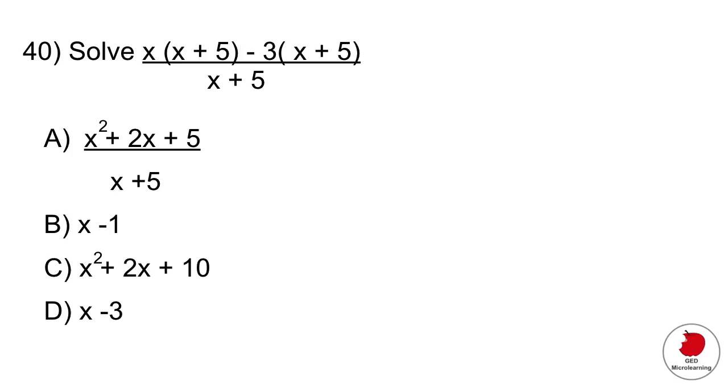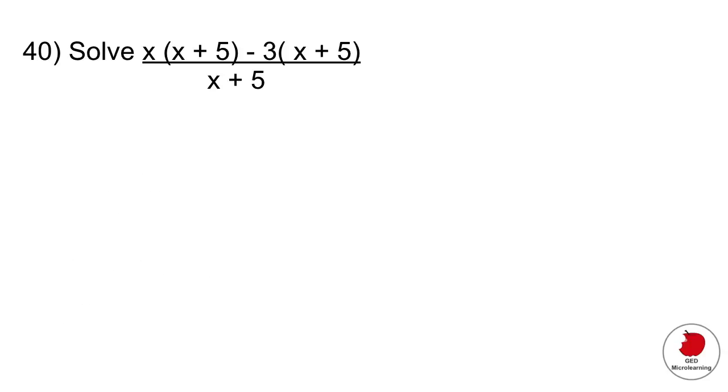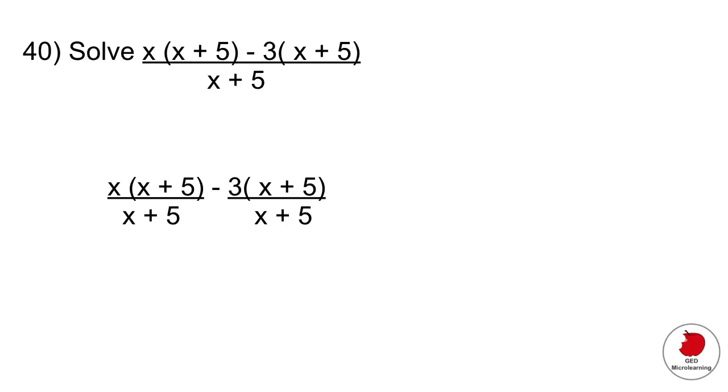All right, so the next question looks a little bit messy, but it's actually pretty easy. It asks you to solve this big mess there in the top, and what you have to remember when you look at something like this is that the bottom number, the denominator, is dividing both of the expressions in the top, meaning that if we were to rewrite this equation, we would have to rewrite it like this.